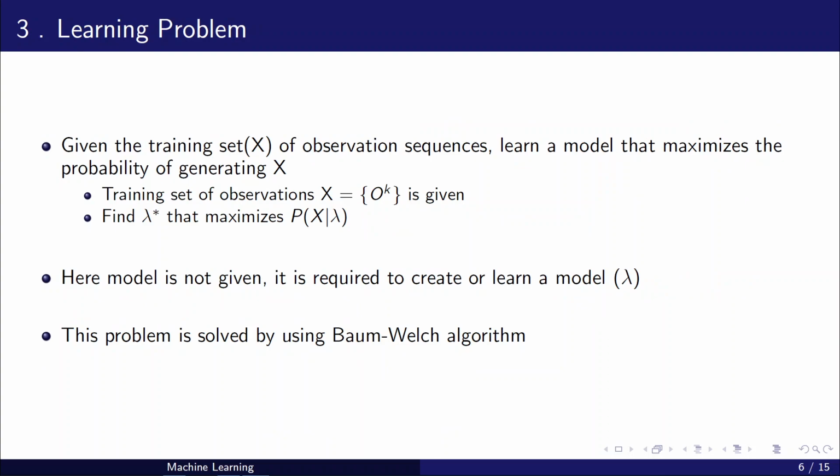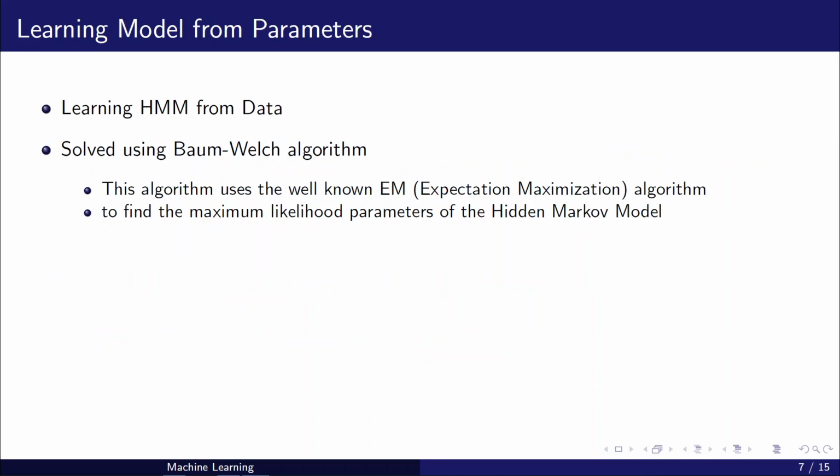And this is the third problem. You will be given only a training set of observation sequences. From this you have to learn the model. So here only the training set is given. You have to learn a lambda star which maximizes the probability of the training set given lambda. The problem is solved by using the Baum-Welch algorithm.